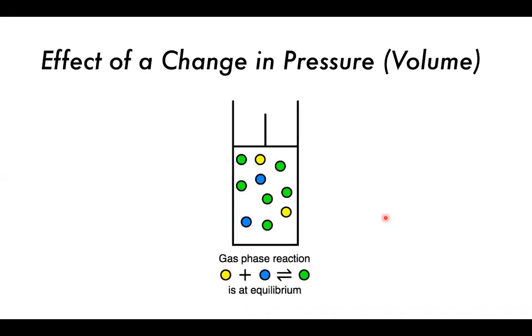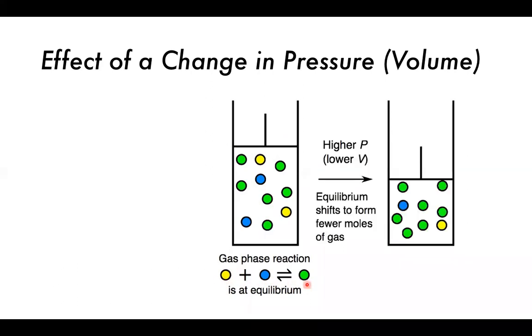A change in pressure is also going to cause a shift in equilibrium, and all of these shifts are covered by Le Chatelier's principle, where he suggested that systems at equilibrium move to counteract any changes exerted on them. So say we have this gas phase reaction where yellow and blue combine to give green, and it's at equilibrium. Then a higher pressure, i.e. a lower volume, is going to cause a shift to form fewer molecules and fewer moles of gas, which will try to reduce the pressure. The fewer gas molecules you have, the lower the pressure.